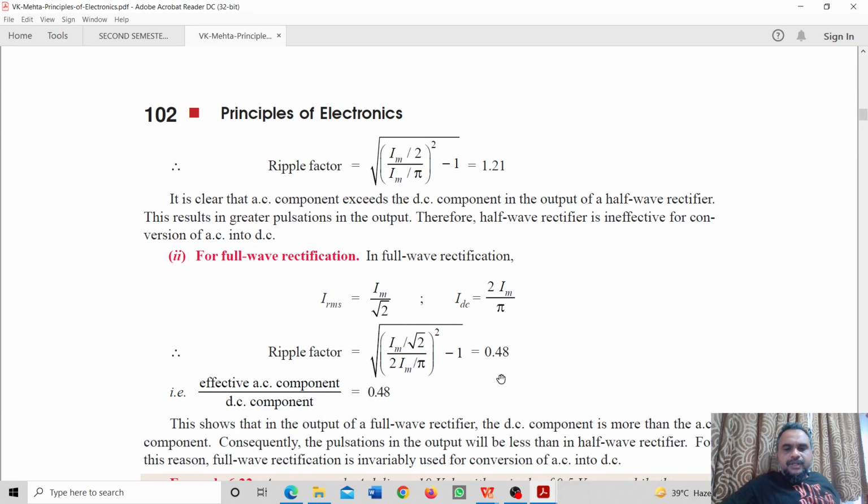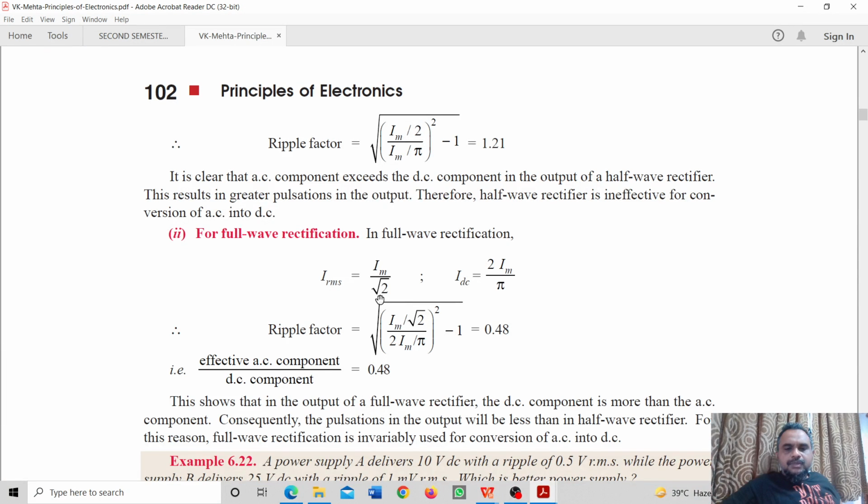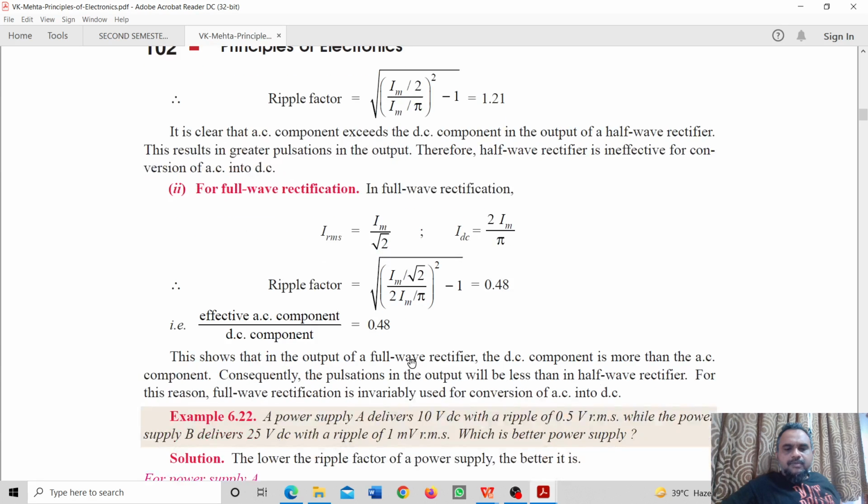But for a full wave rectifier, the I RMS is Im by root 2 and I DC is 2 Im by pi. So putting the values, we get 0.48. That is, only 0.48 is the amount of the AC component in a full wave rectifier.